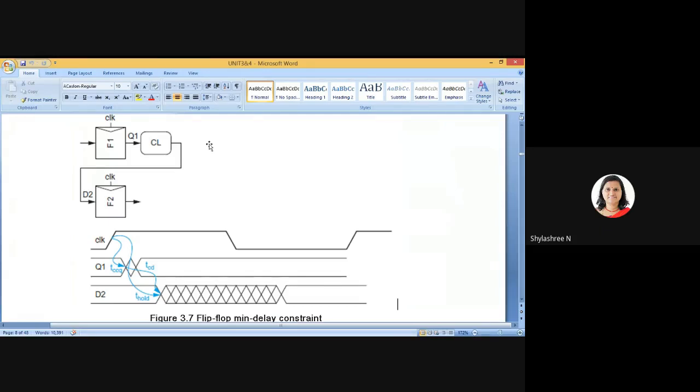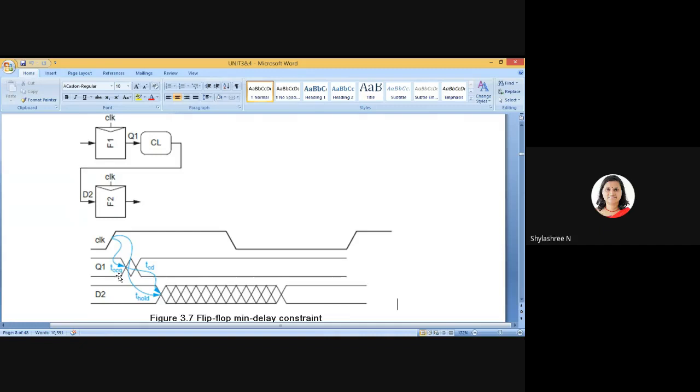Okay, and here also we have assumed ideal clocks, there is no skew. The path always begins at the rising edge of the clock, which triggers F1, and the data may begin to change at Q1. The data begins to change at Q1 only after the clock to Q contamination delay. You can see this in the timing diagram.